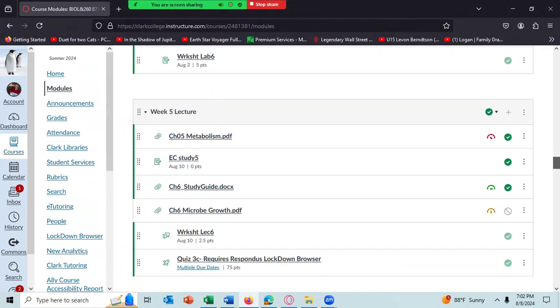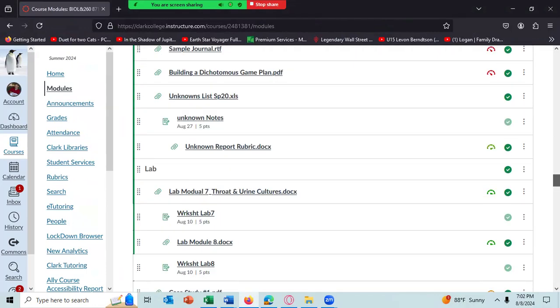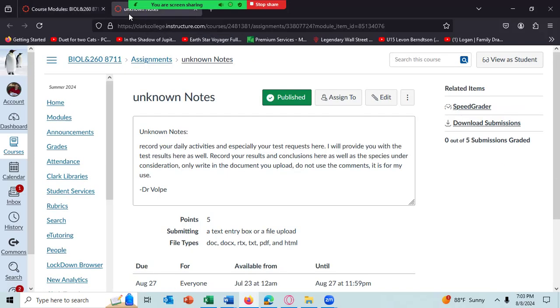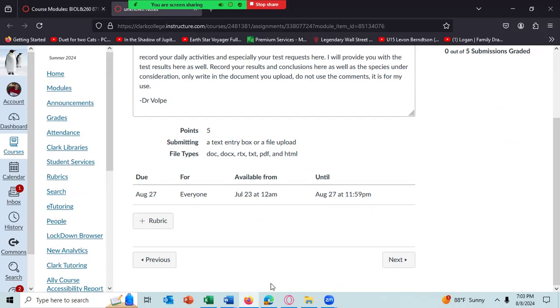Are you seeing my screen now? Yes. All right. So this is how you get to your unknown notes pages. And there's one student who actually has added a test request, however, it's incubating. You won't have a speed grader, there's going to be an upload link. I'm not sure what yours is called, but you click there. And if it isn't there, it might be at the bottom of the page here.